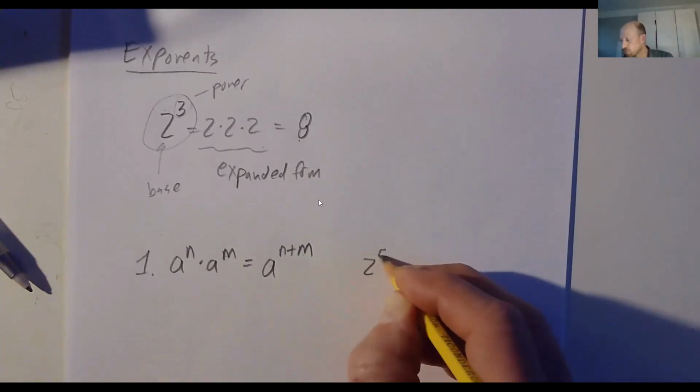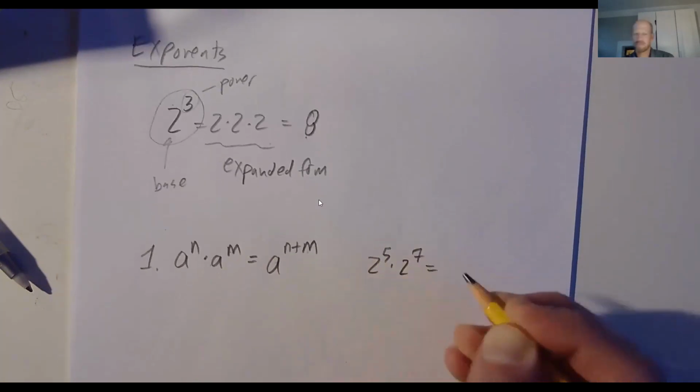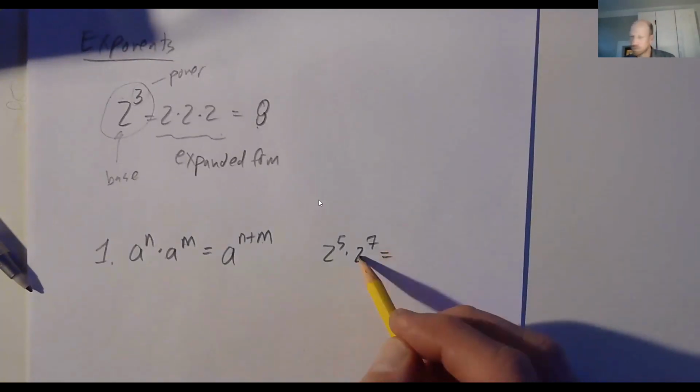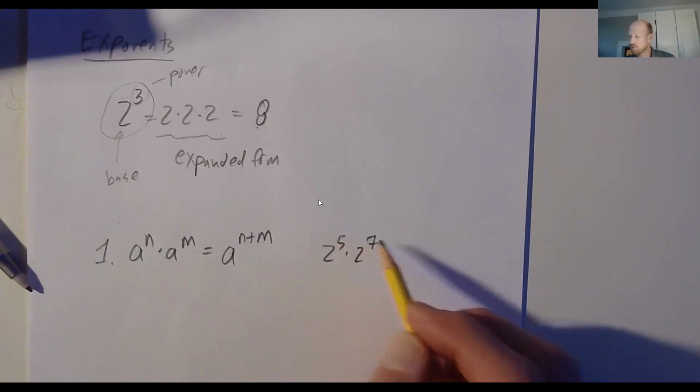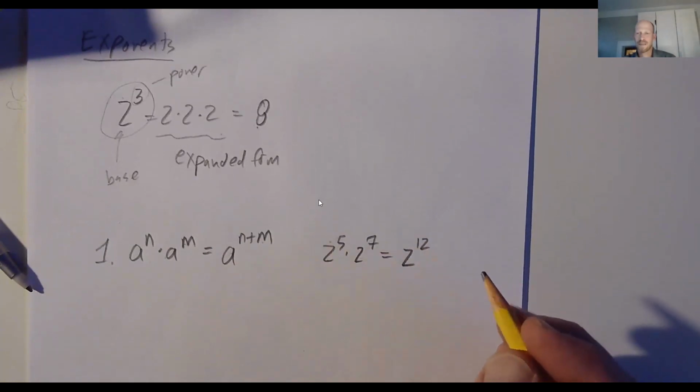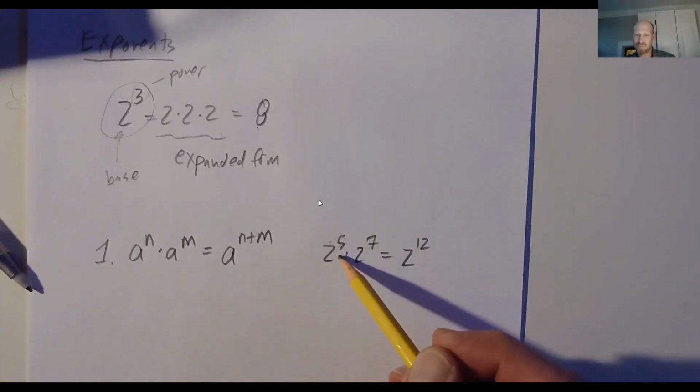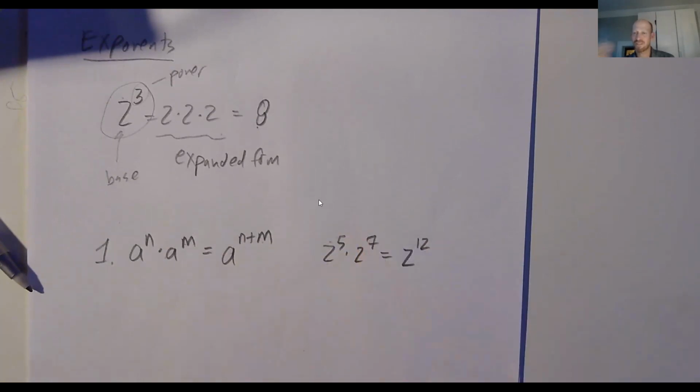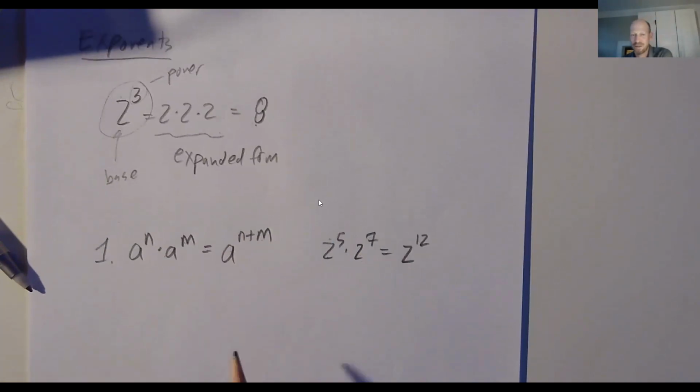So for example, 2 to the 5th times 2 to the 7th. Those have the same base, so I get to add the exponents together. That gives me 2 to the 12th. And it's not really a surprise, right? Because 2 to the 5th is 5 2s, 1, 2, 3, 4, 5, and 2 to the 7th is 7 2s. And so if you lined them all up, you get 12 2s. That's all that rule is saying. But it's certainly much nicer than actually writing out all those 2s and counting them, right? That sounds unpleasant to me.